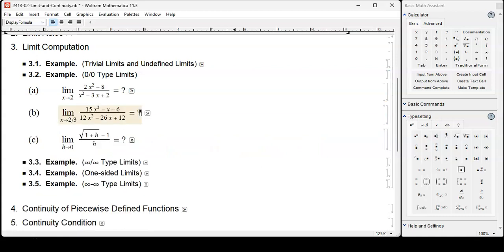How about the next example here? X is approaching 2/3. Plug in and do your computation. Do you actually get 0 over 0 type limit? The answer is yes, of course. Let's see. How do we factor the numerator and denominator?